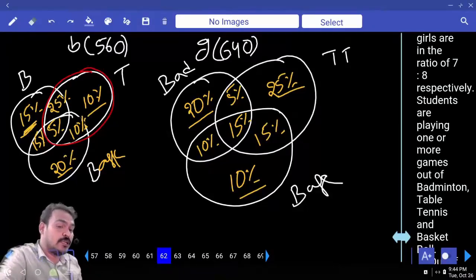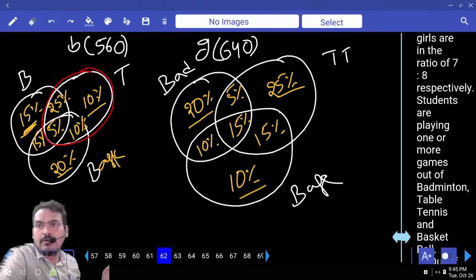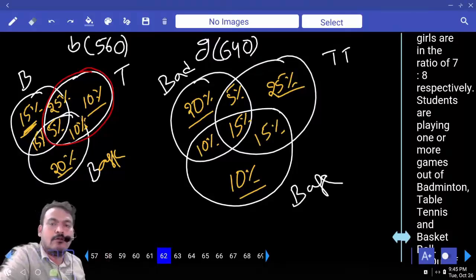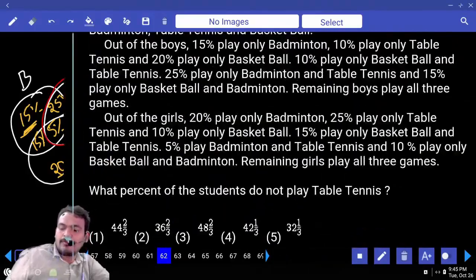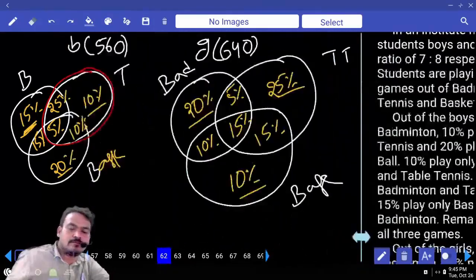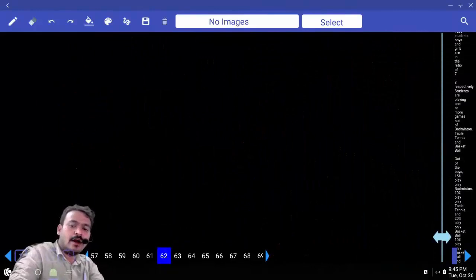Other than the table tennis value, what is the remaining percentage in boys? 15, 15 and 20. Other than the red circle, what are the remaining values? 15, 15, 20. How much? 50%. 50% of which value? 560. 50% of 560 means 280. One is 280. Next one.